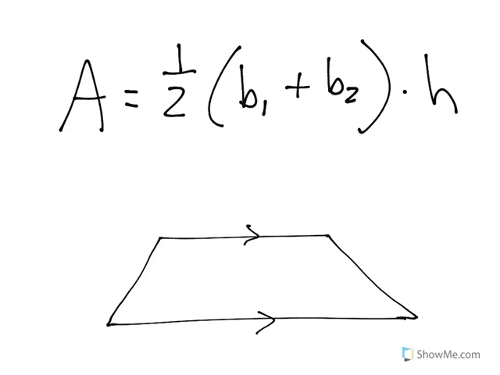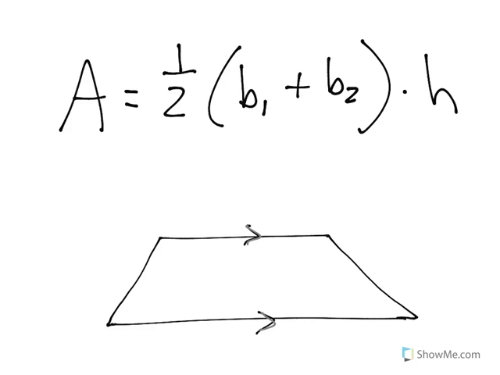Let's find the area of trapezoids. So trapezoids, remember, are quadrilaterals with exactly one pair of parallel sides. Now that's basically it for properties of trapezoids. So our formula for the area is 1/2 times (base 1 plus base 2) times the height.